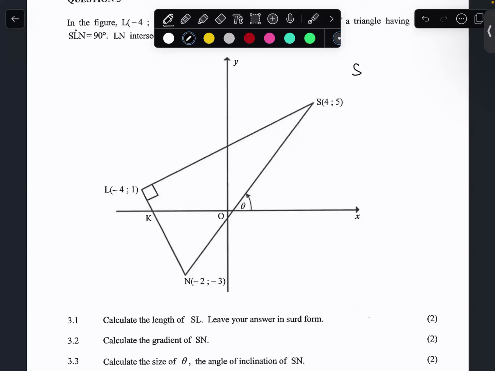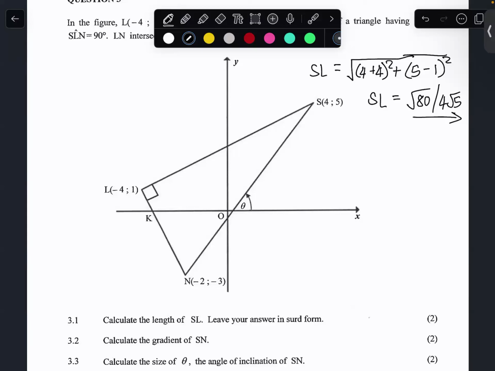Length of SL is simple enough. It's going to be the root of x of S, which is 4, minus x of L, which is minus 4, so that's a plus 4, all squared, plus y of S, which is 5, minus y of L, which is 1, all squared. The whole thing goes in on the calculator. It said leave the answer in surd form, the root of 80 or 4 root 5. I would go with this one. All right, that's SL. This is 4 root 5.